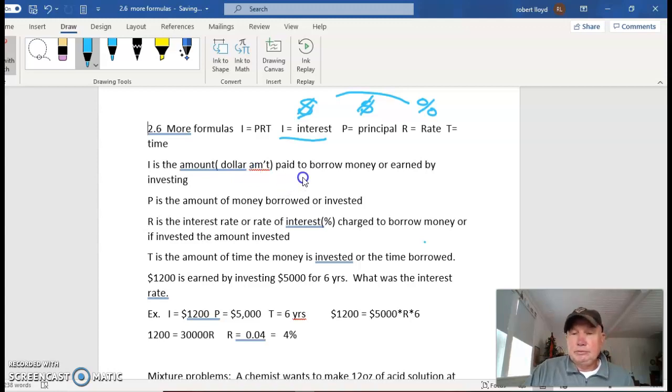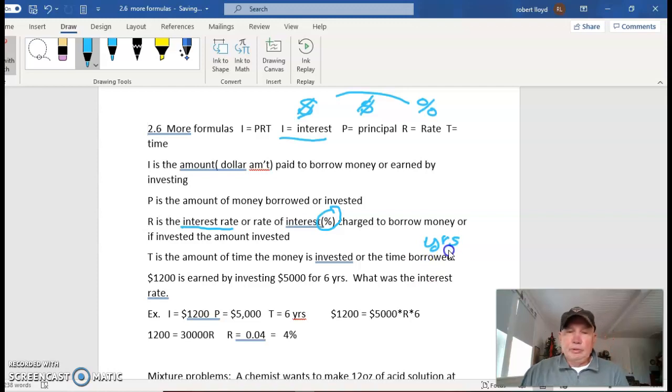You either pay an institution to borrow money or you earn it by investing. The P is called the principal, and it's the amount of money borrowed or invested. R is the rate of interest, or the interest rate, which is always a percentage. If you borrow money, they charge you a percentage interest on it. If you invest, you usually gain a percentage interest. And T is the amount of time invested, and that is always in years.